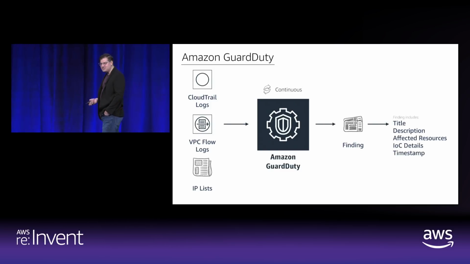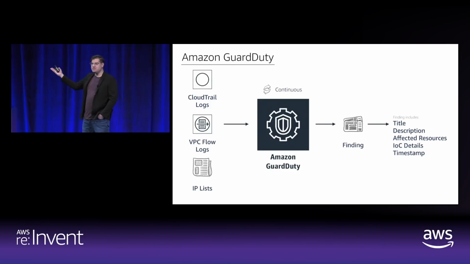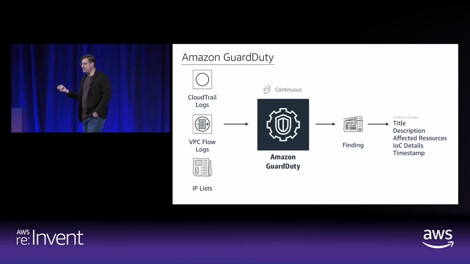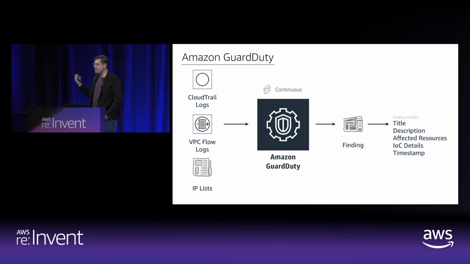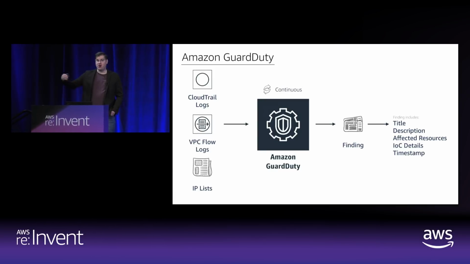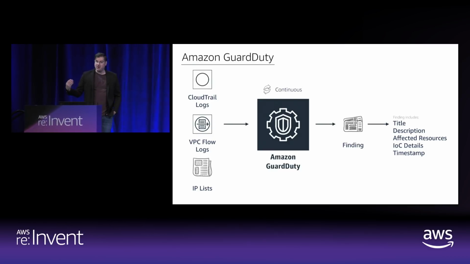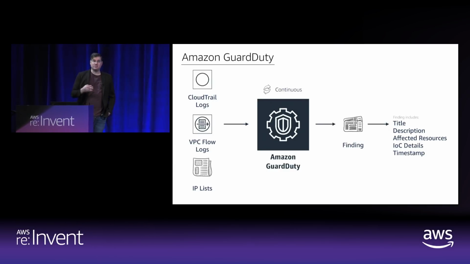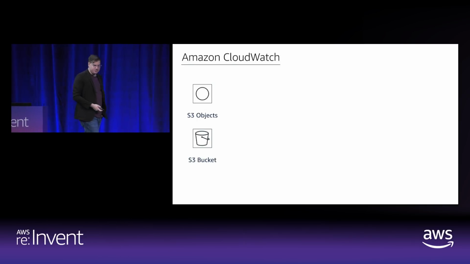And in these findings, you'll get the title, the description, a list of affected resources. IOC details is an indicator of compromise details. So in this case, you're going to get information about the threat it found. So if it found a problem with an EC2 instance, if it was trying to make odd DNS calls, it's going to give you the details of the DNS call. It's going to give you the details of the EC2 instance. Depending on what it finds, that IOC detail set is completely different. And the timestamp again, right? So another set of data that we have to deal with here, but important information.